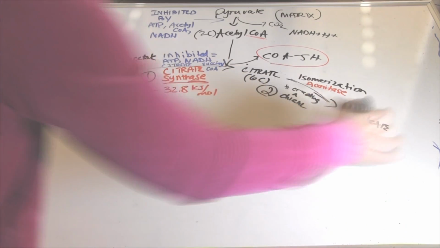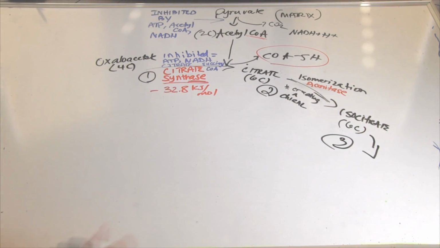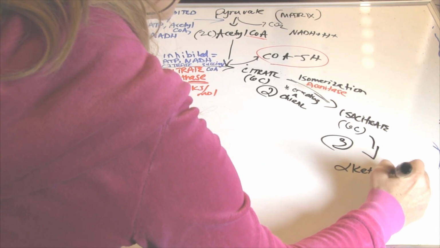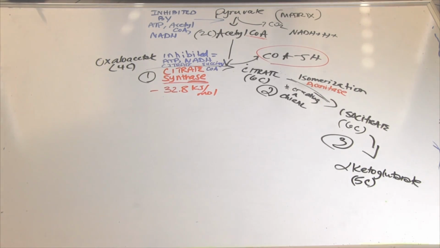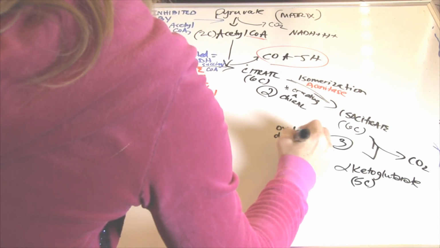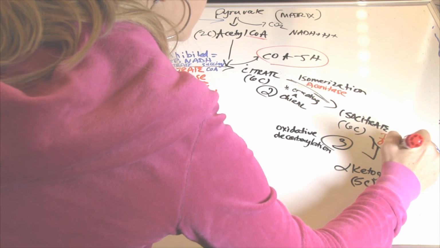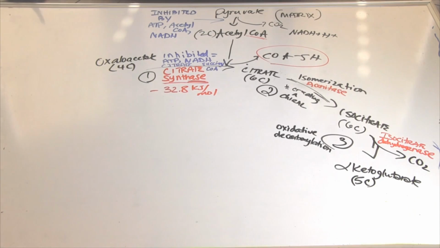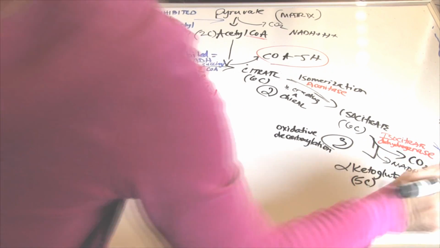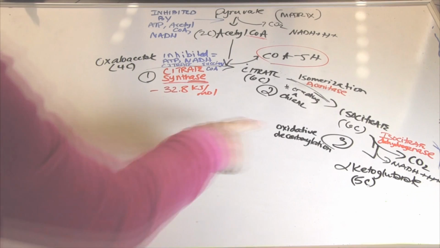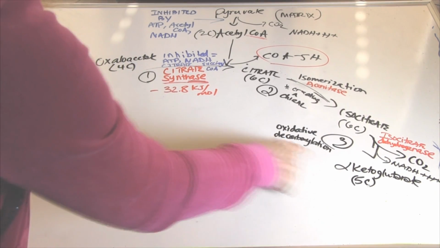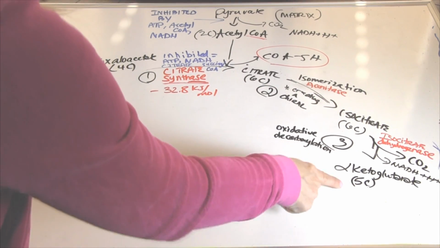This is step 2. Step 3, we're going from isocitrate to alpha ketoglutarate, which is a 5-carbon molecule. So we're going to be losing a CO2. This is an oxidative decarboxylation. That is isocitrate dehydrogenase enzyme that catalyzes this reaction. We do get a reduced NAD because this is an oxidative step. So it's oxidative and there's decarboxylation occurring. So we go from a 6-carbon to a 5-carbon alpha ketoglutarate.